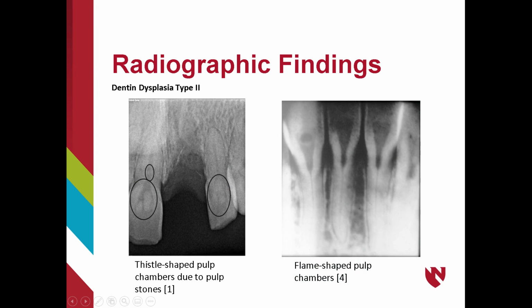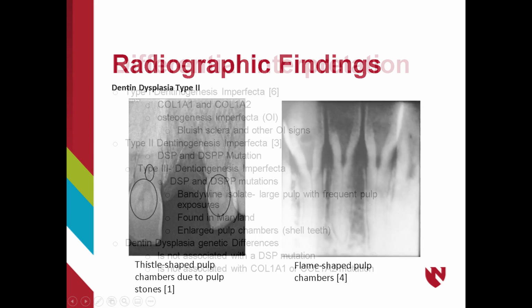The image on the left shows a thistle-shaped pulp chamber in both the central and lateral incisors. This is due to the presence of pulp stones. The image on the right shows a flame-shaped pulp chamber in obliterated root canal space. Note that both radiographs reveal somewhat normal-shaped roots.